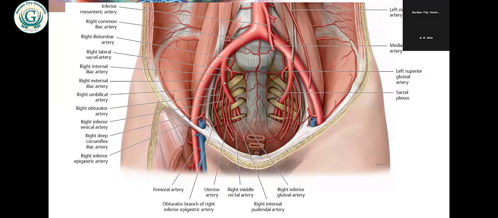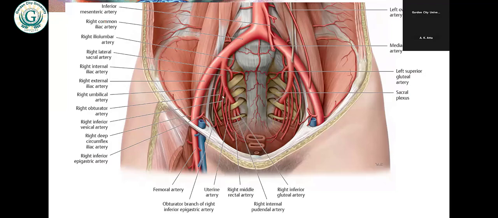The internal iliac, this one here, is the artery that supplies the pelvis. It supplies the pelvic cavity, the pelvic wall, and the pelvic viscera. It also supplies the perineum. Then it also supplies the gluteal region.